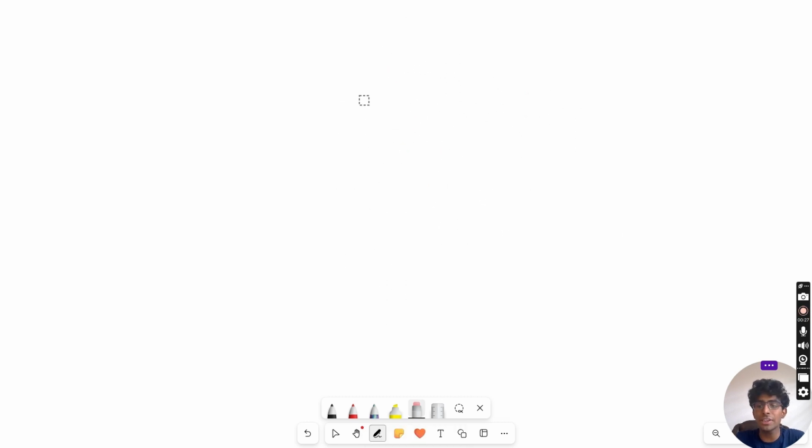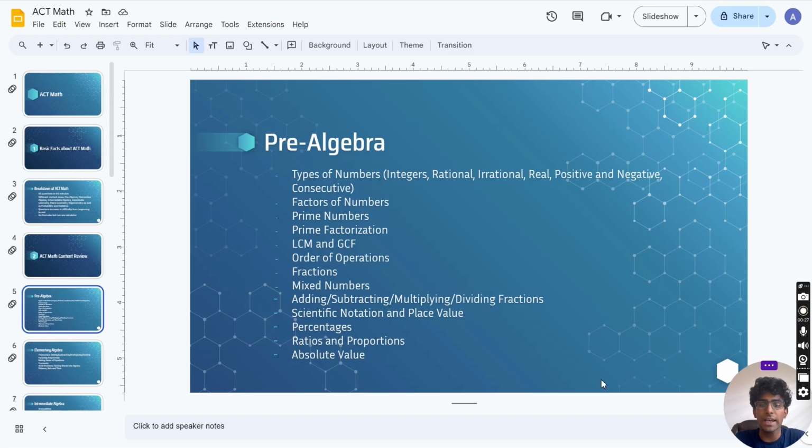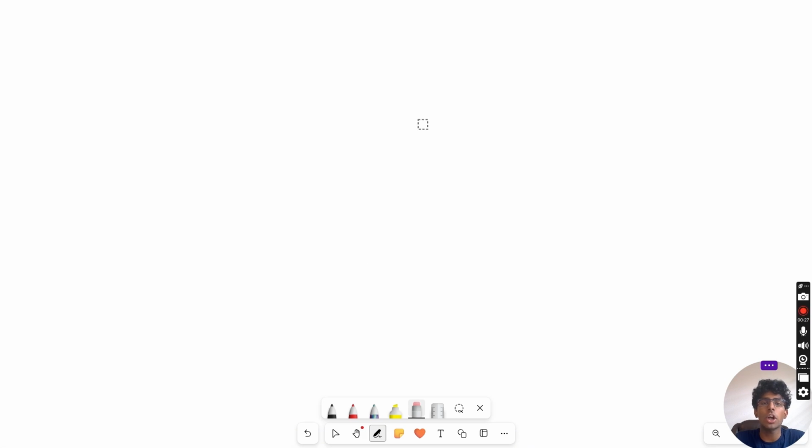Positive numbers, they're greater than 0, so like 2, 5, something like that. Negative numbers are less than 0, so like -2, -10, numbers like that. And then consecutive numbers, those are numbers that are in sequential order. So like 1, 2, 3, 4, like that. It's going up or it can be going down in sequential order. That's what consecutive numbers are.